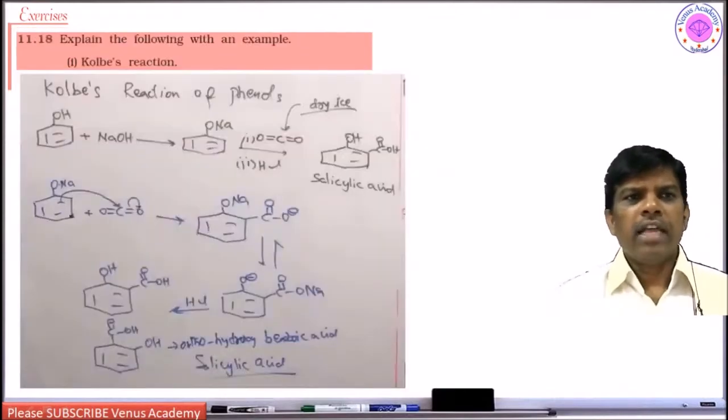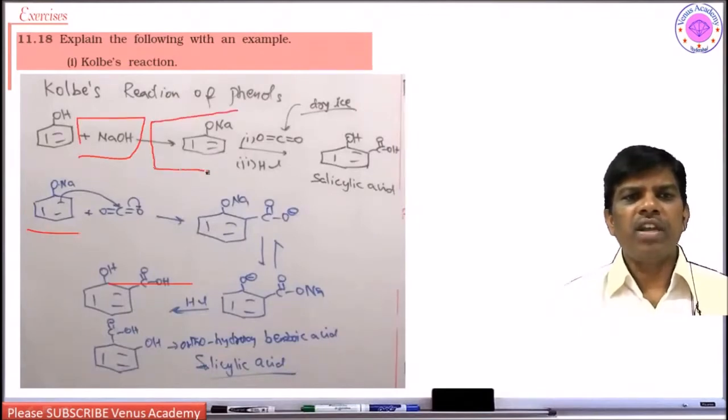Next, explain the following with an example. Kolbe's reaction. What is Kolbe's reaction? So phenol, upon treatment with sodium hydroxide, forms sodium salt. This sodium salt is going to undergo electrophilic substitution at the ortho position very easily.